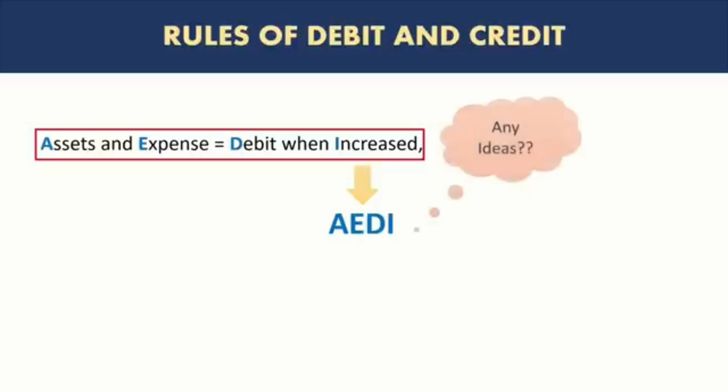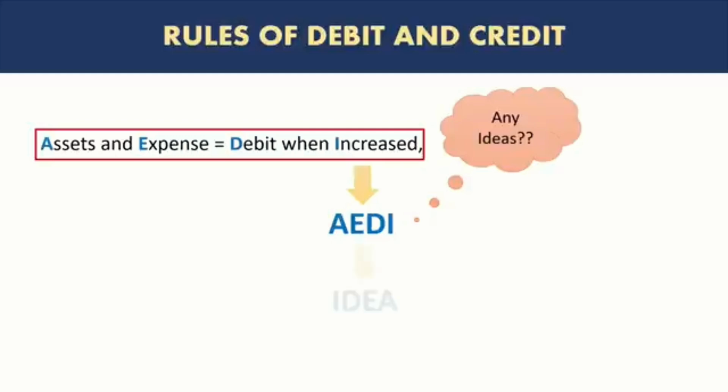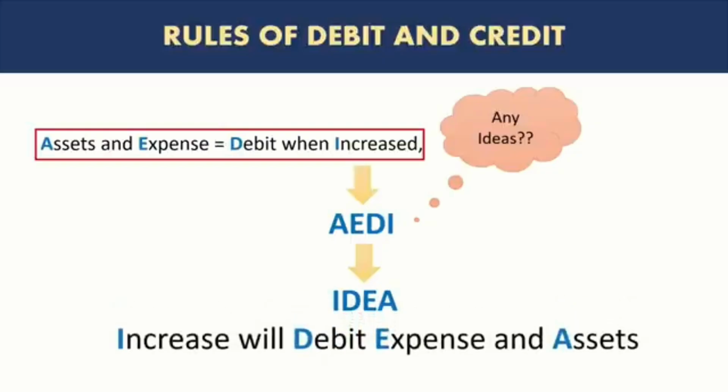So do you have any ideas? If we shuffle the letters around, can we make a word? How about idea itself? Now if I use this abbreviation of idea, it will sound something like increase will debit expense and assets. So although these are very few rules, you can remember them even without an abbreviation. But if you had to use one, this is one suggestion. So any increase in expense and assets will result in a debit, and everything else is opposite to it.